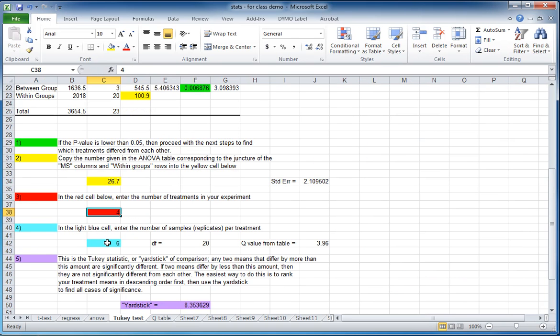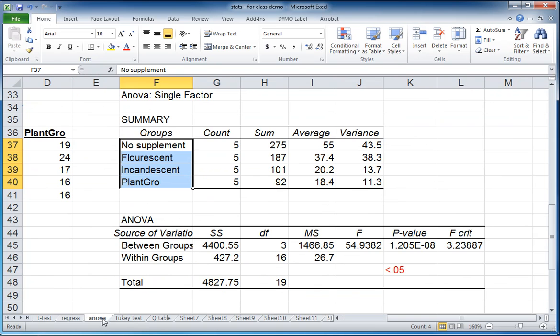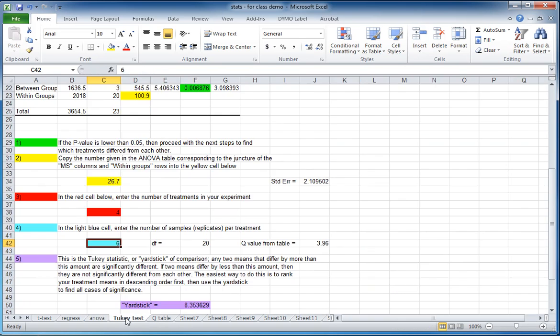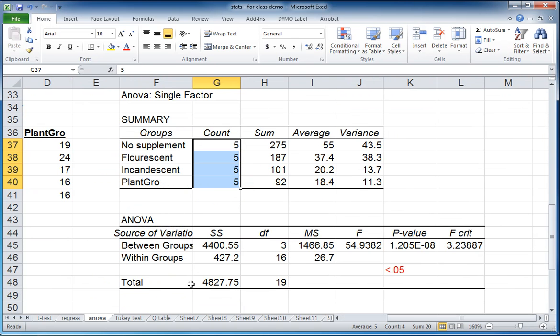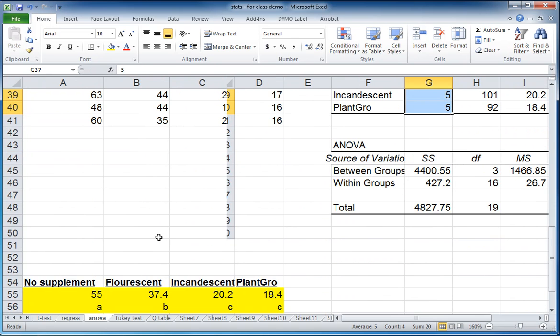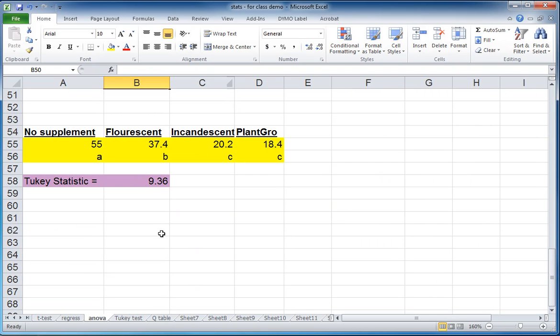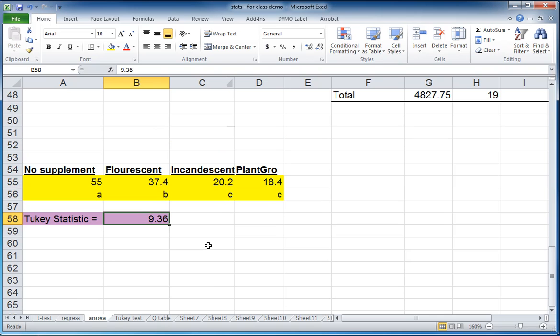How many samples did we have? Let's go back and look. Looks like there's 5 in each of these, so we want to replace that with a 5. And so we come back, we have our yardstick, or our Tukey statistic, of 9.36 roughly. So let's come back, and here it is. I already put it on here for you, 9.36.